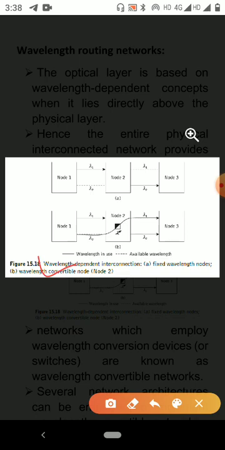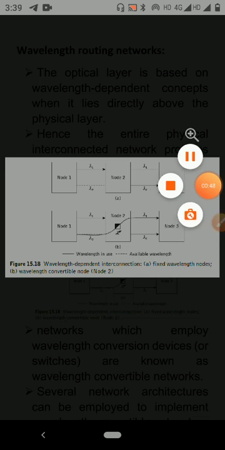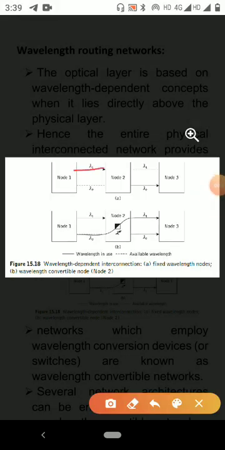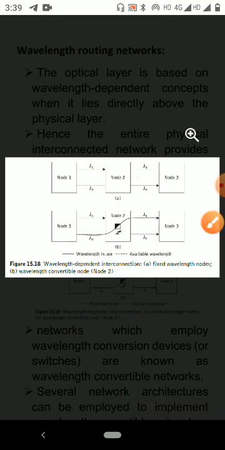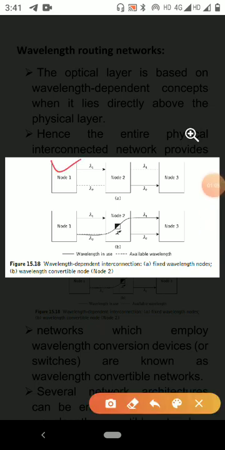Three network nodes are interconnected using two wavelength channels. Node 1, Node 2, Node 3 are three network nodes, and wavelength channels are lambda 1 and lambda 2. Here solid line indicates the available wavelength channel, and this dotted line indicates the wavelength channel is in use. Node 1 wants to connect with node 3. There is no single wavelength channel available to establish a light path between them.